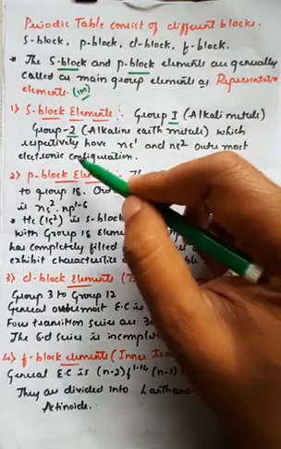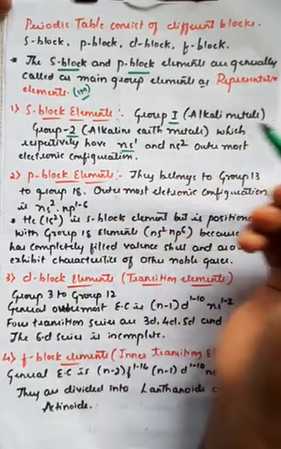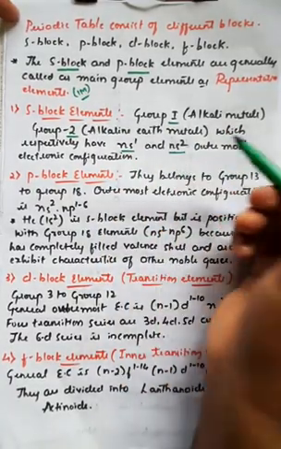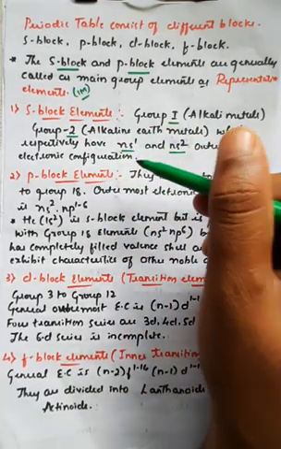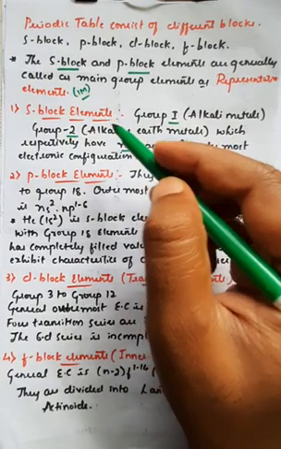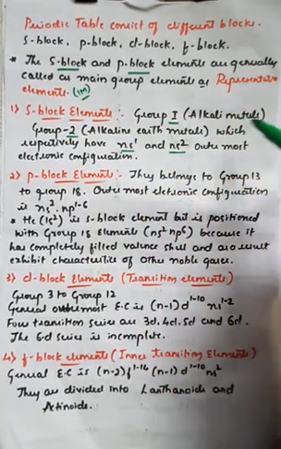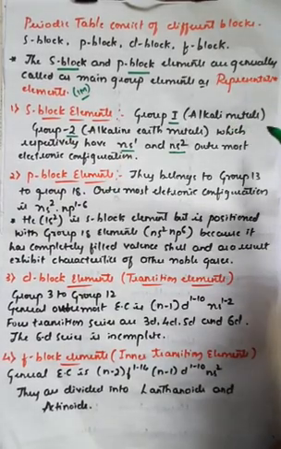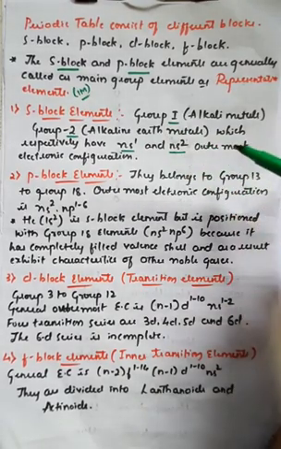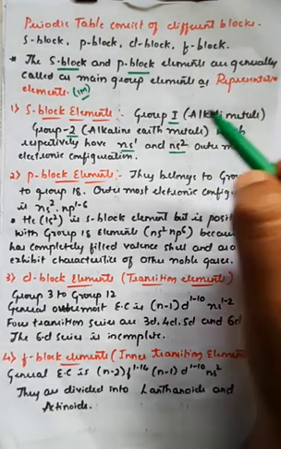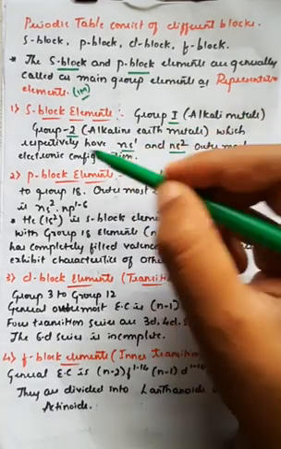They respectively have the general electronic configuration of ns1 for group 1 and ns2 for group 2, the outermost electronic configuration. If you go for the outermost electronic configuration in case of s block, s block is divided into 2 groups. One is group 1, named alkali metals, and group 2 is alkaline earth metals, which respectively have the outermost electronic configuration ns1 and ns2, right? So this is brief information regarding the s block elements.